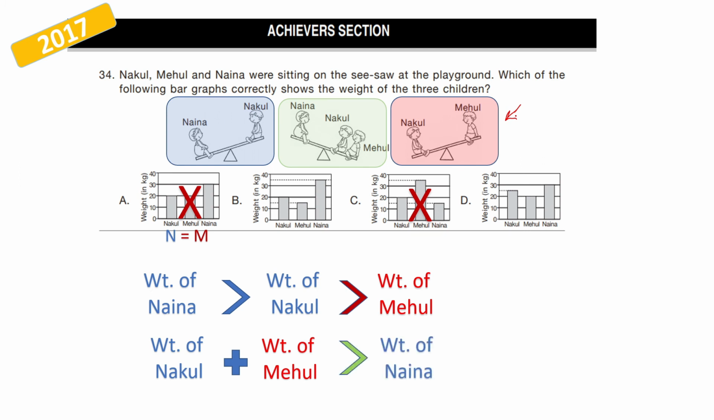Now let's look at option B. In option B, the weight of Nakul plus Mehul is 20 plus 15. Now this is equal to 35 and so is this bar, which is also equal to 35. That indicates that Nakul plus Mehul's weight is equal to Naina's weight, which is wrong because clearly Nakul and Mehul are heavier than Naina as in the figure. So our right answer is option D. As you can see, this addition is greater than Naina's weight. So this is our right answer.